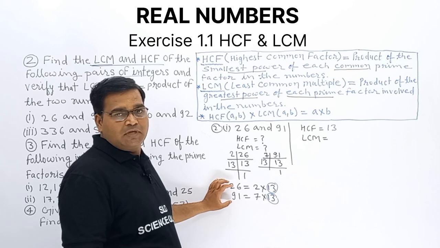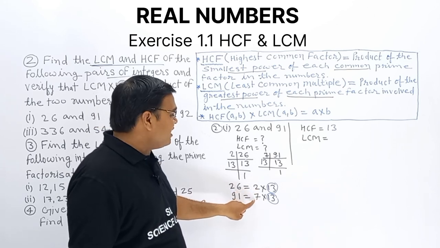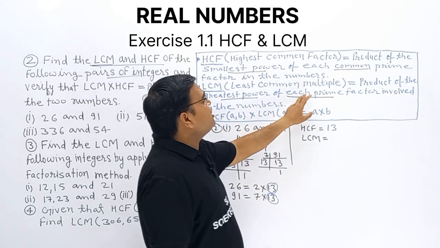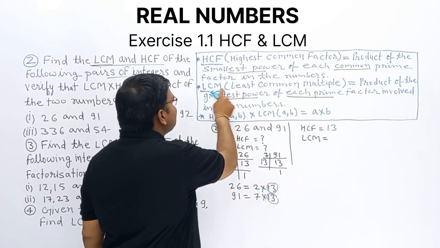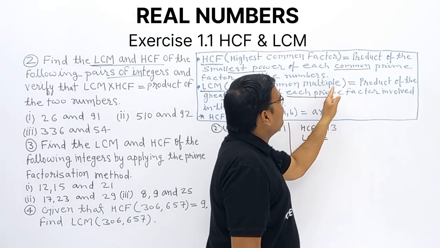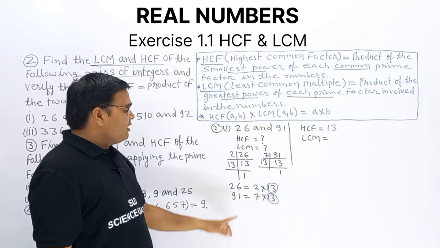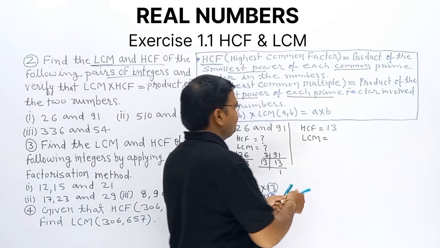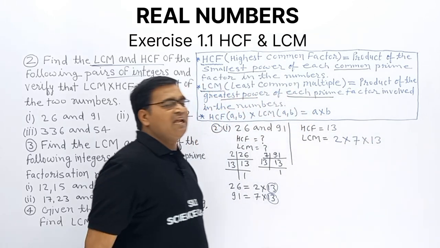In both, which prime numbers have been used? 2 has come, 7 has come, 13 has come. So whatever prime factors are involved in the numbers, in the LCM we will write the product of each prime factor involved. So what prime numbers are involved in these numbers? 2, 7 and 13. We will write 2 into 7 into 13 like this.